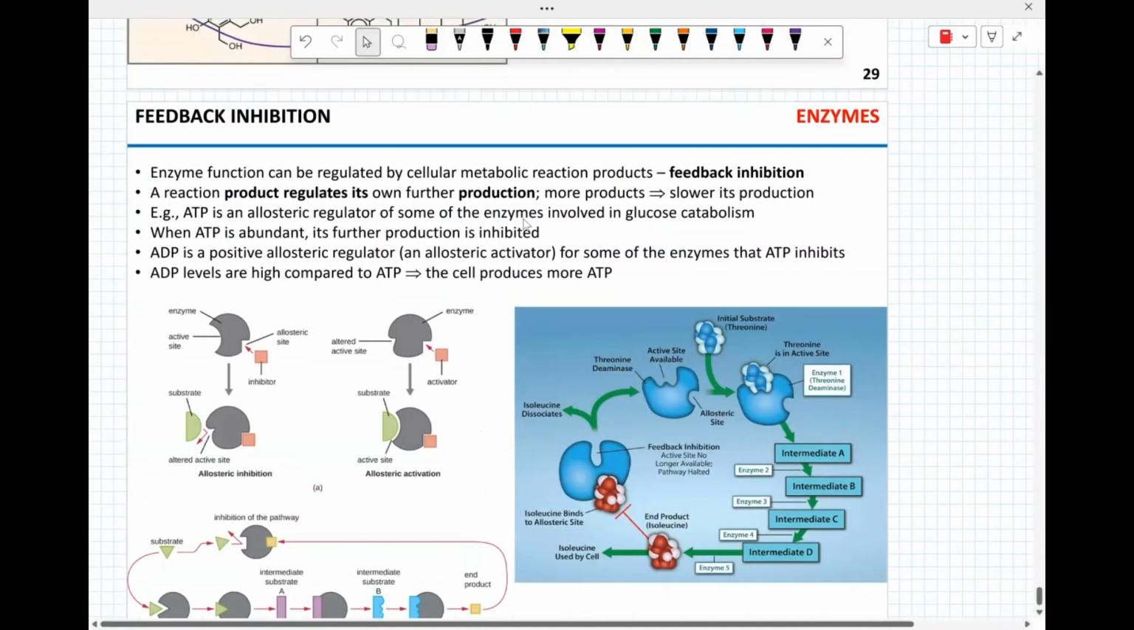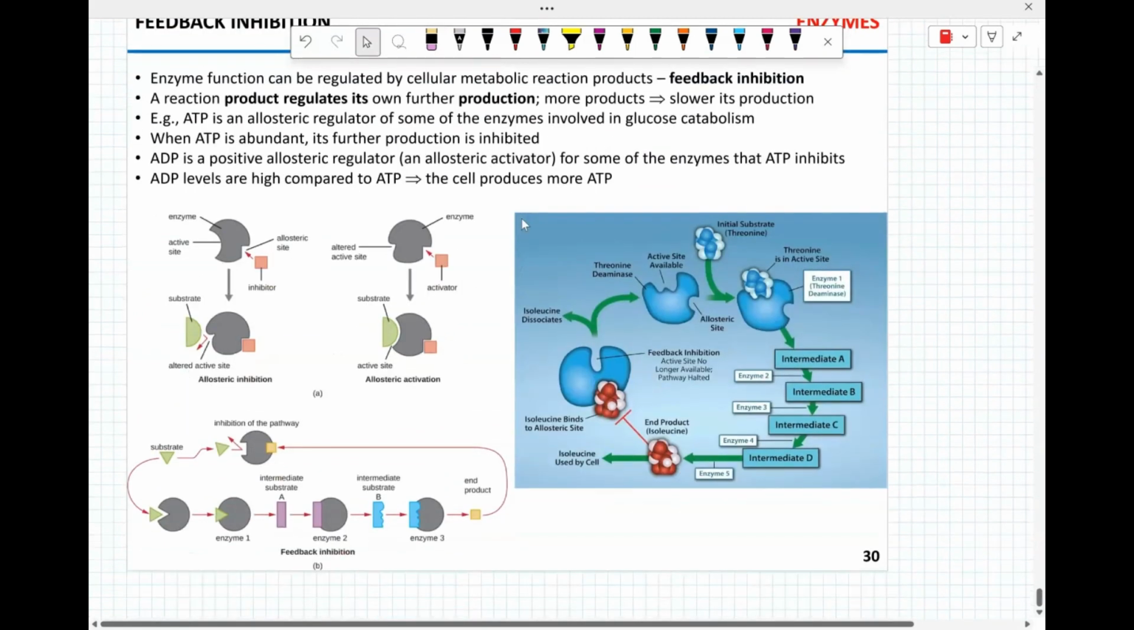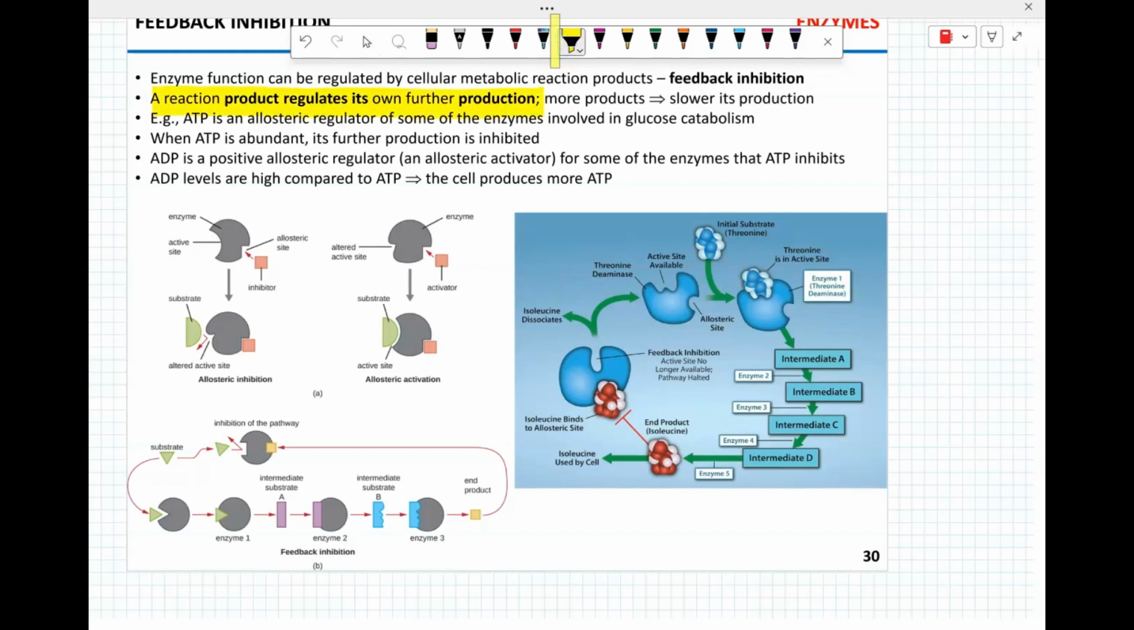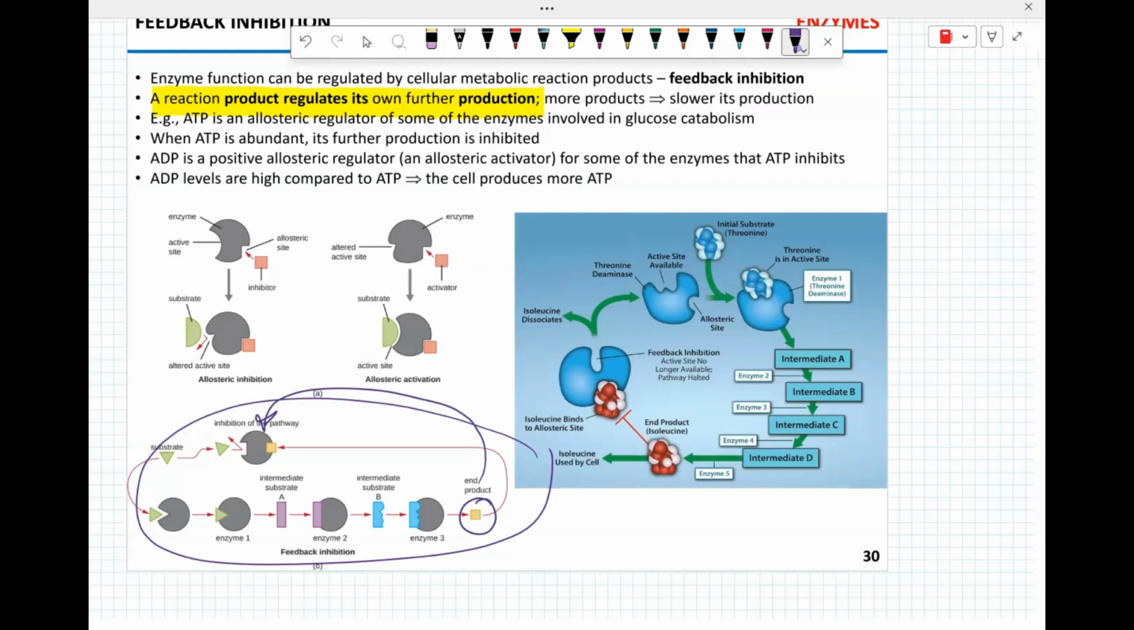Another way to regulate the activity of the enzyme is through so-called feedback inhibition. In feedback inhibition, the product of the reaction regulates its own production. So more products will slow their production. Look at the scheme at the bottom. In this illustration, the product of the pathway binds to the first enzyme in the pathway and prevents it from binding the substrate. Now, this is another example of how isoleucine inhibits its own production.